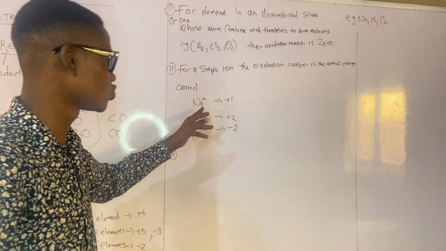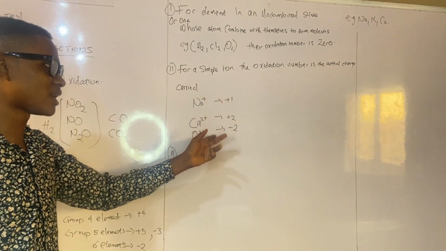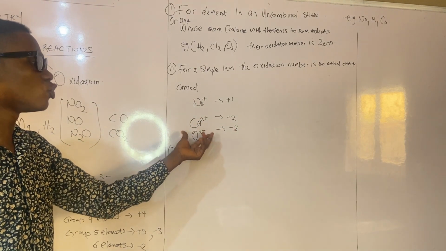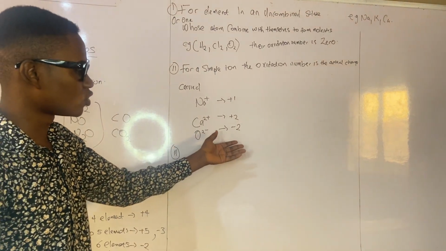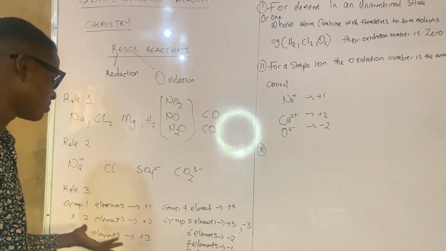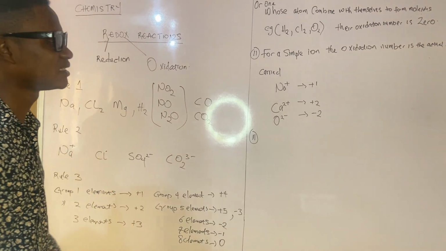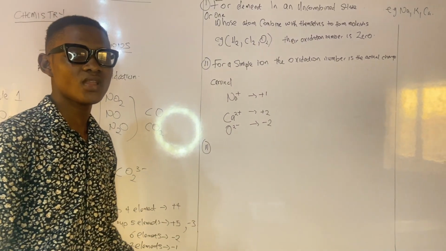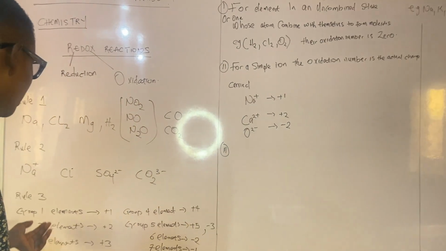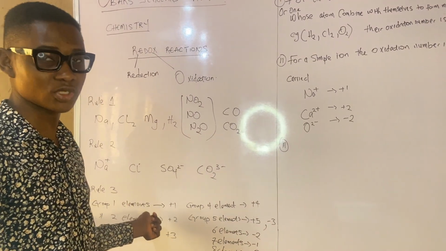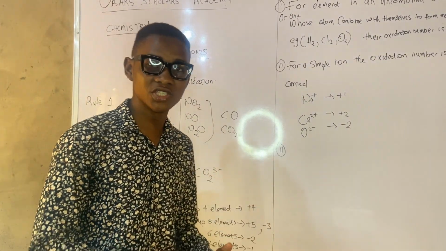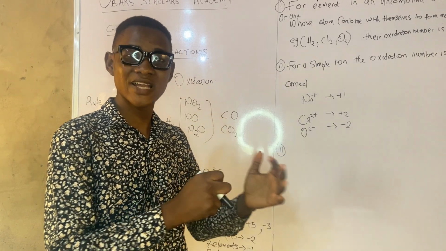And this is a very good example. For the sodium ion, Na plus, the oxidation number is plus 1. Calcium ion, Ca2 plus, the oxidation number is what? Plus 2. For the oxygen ion, O2 minus, the oxidation number is what? Minus 2. And I talked about this: group 1 elements are plus 1, group 2 elements are plus 2, group 3 elements are plus 3. And I was now talking about an element called hydrogen. You can put hydrogen in group 1, or even in group 7. The oxidation number of hydrogen is plus 1.